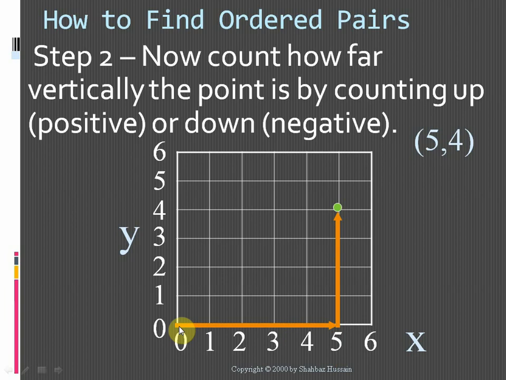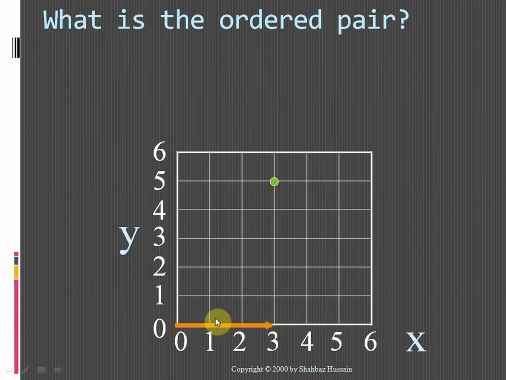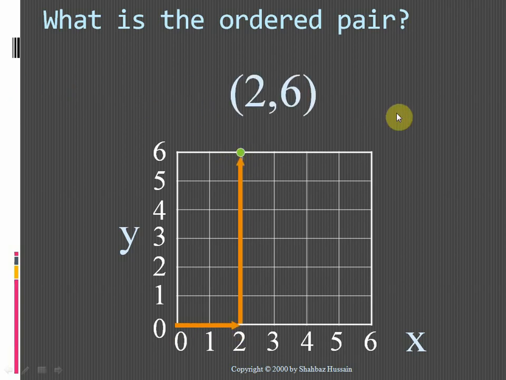Starting from the origin, first we have to find the x. Again we have to find the ordered pair of this point. We go from 0 to 3 and then upward to 5. So this is 3, 5. Now this one is 2, 6. We have to go 2 and upward 6. This is 2, 6.